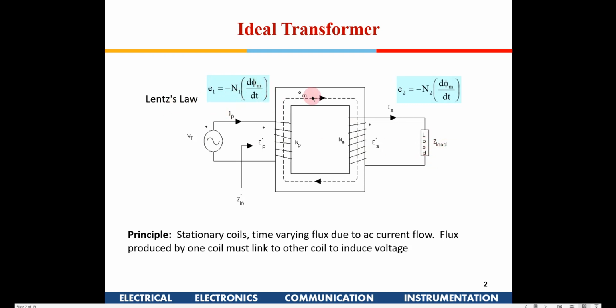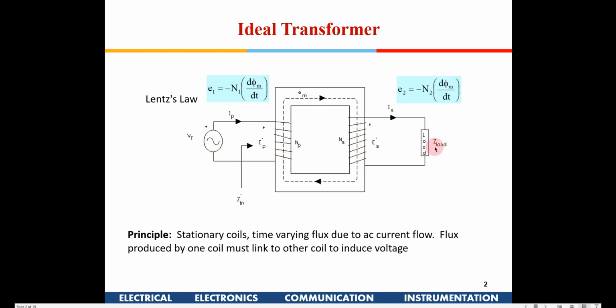Now Lenz's law is applicable to both the coils. Here, if you apply a voltage E, it will cause a magnetic field which will be defined by this formula: E = N dφ/dt. On the other side, we are not applying a voltage, but there is a dφm/dt, because of which a voltage will be induced into the secondary. So when we apply a voltage in the primary coil, there will be a flux, and that flux gets linked to the secondary coil, and then voltage will be induced into the secondary coil. That is how we are able to drive a load.